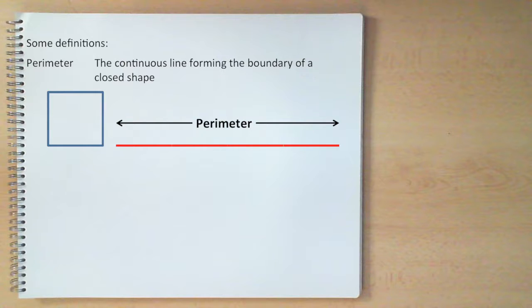For some complex shapes you might actually have to use a piece of string to measure the perimeter. For most of the things we'll look at, there'll be a formula involved or a logical way to do it.